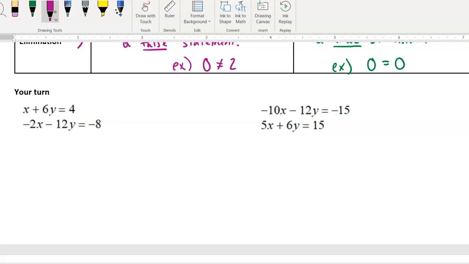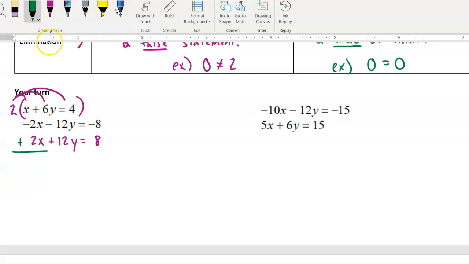So for this first one, I look at this, and let's say I wanted to get rid of the x's. I multiply by 2, because then we'd have a 2x and a negative 2x. But then watch what happens with the other terms, because remember, you don't just do the first term, you do all the terms. So 2 times x is 2x, but then 2 times 6 is a positive 12y, and 2 times 4 is a positive 8.